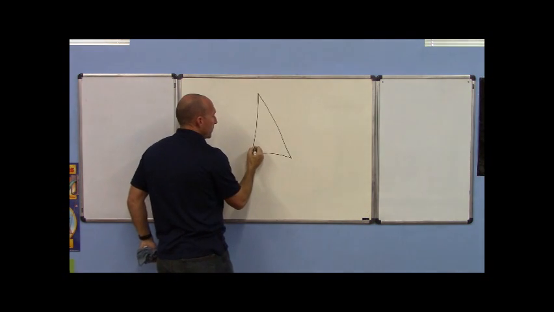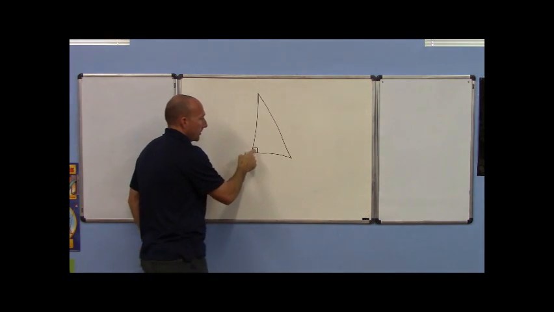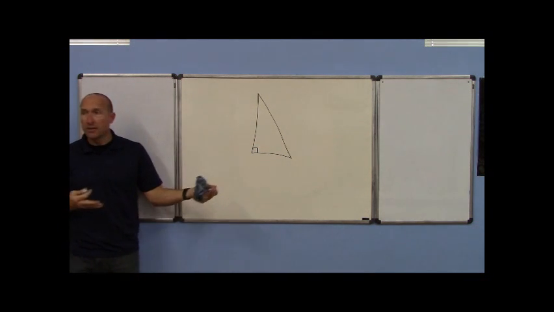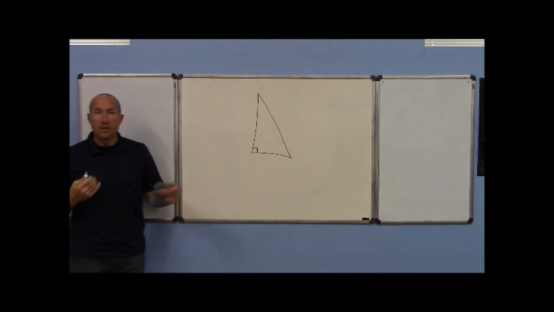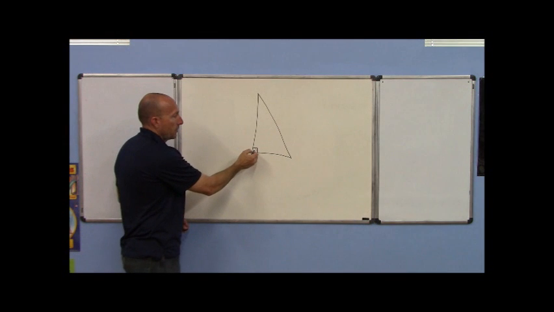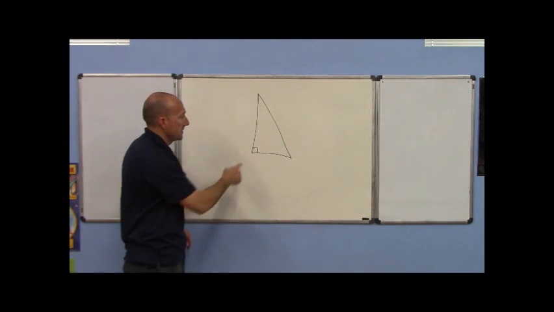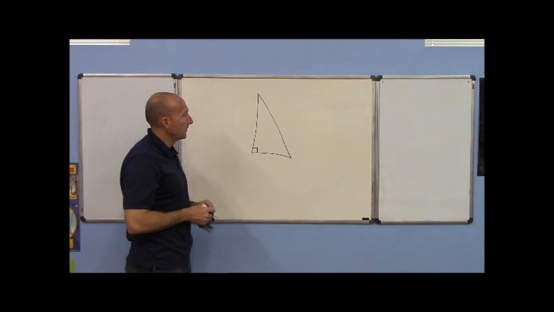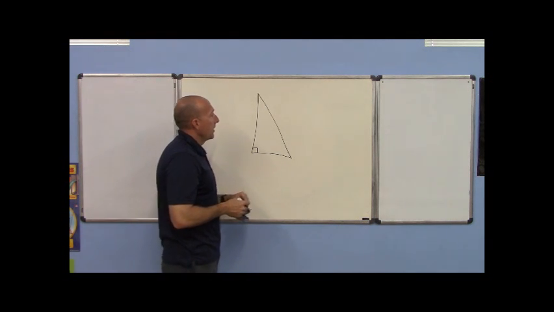And we are told it's a right triangle because it is marked this way. Even though my drawing is not accurate, we can understand that this is a right triangle because of this box here. This means this is 90 degrees. Okay?